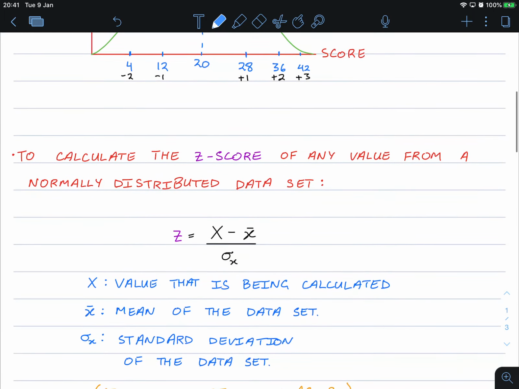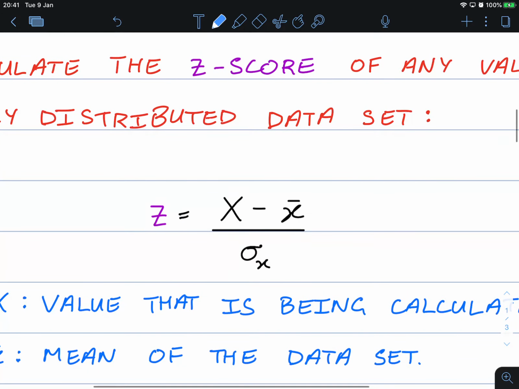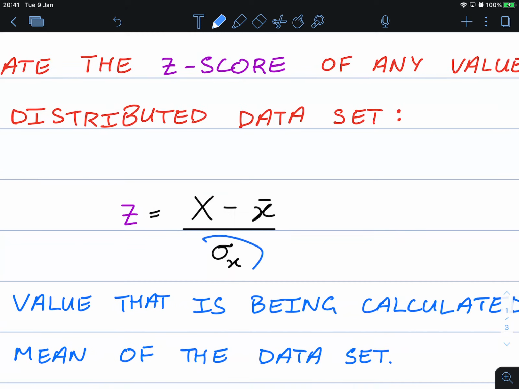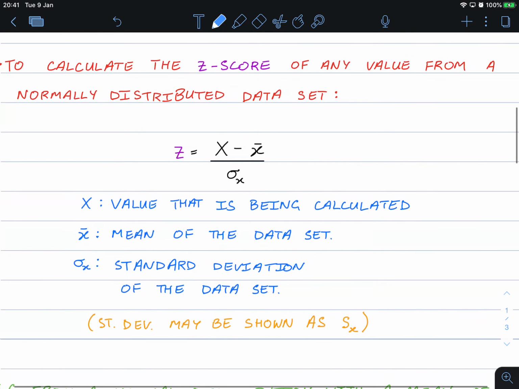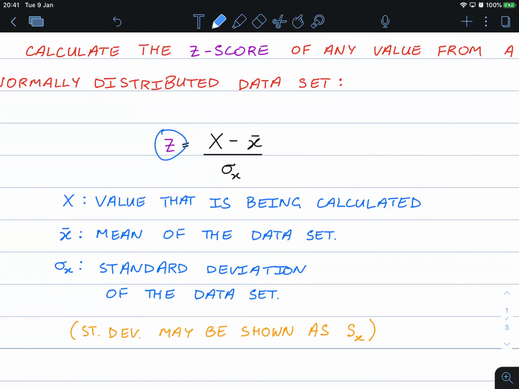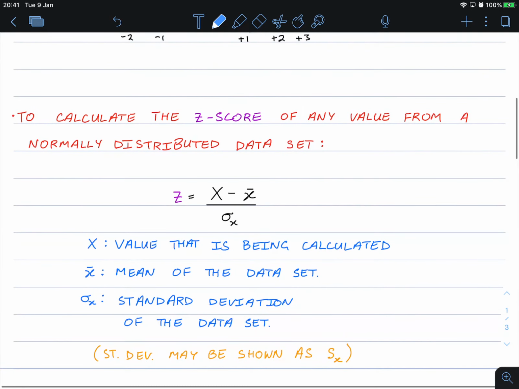To calculate the Z-score of any value from a normally distributed data set, we use this formula: Z equals x minus x bar over sigma x. I know that's a lot of jargon, but let's take a look at what each of these means. The Z-score is just the number we're looking for. Capital X is the value that we are calculating. X bar is the mean, and sigma x is the standard deviation of that data set. Please take note that sometimes you may see the standard deviation as Sx. Make sure you memorize this formula because it's the one we're going to be using now.